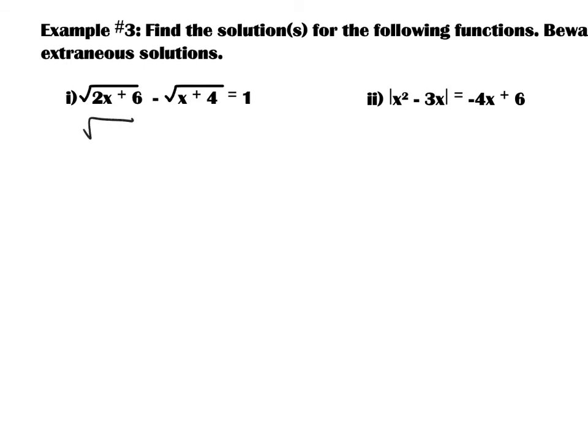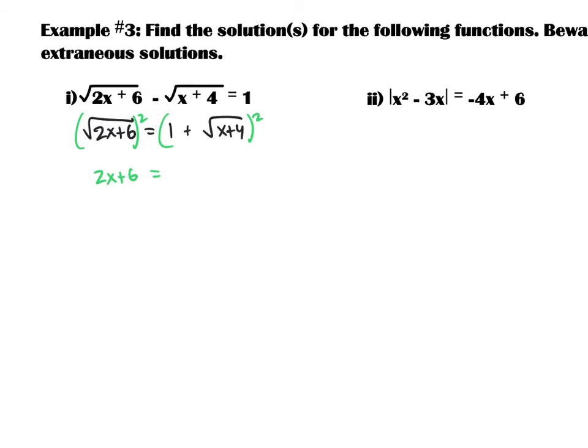So I'm going to rewrite this as square root of 2x plus 6 is equal to 1 plus the square root of x plus 4. Okay, now when I'm working with radicals like we've done before, at least square roots, I'm going to square both sides and see what we have left. So I'd have 2x plus 6. On the right side, I'm going to FOIL this out.